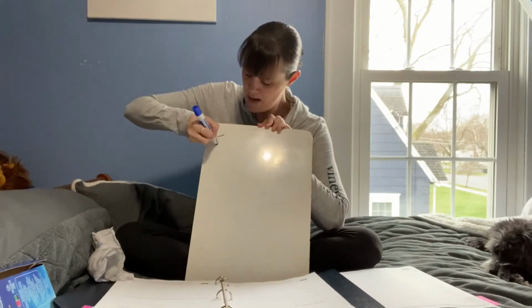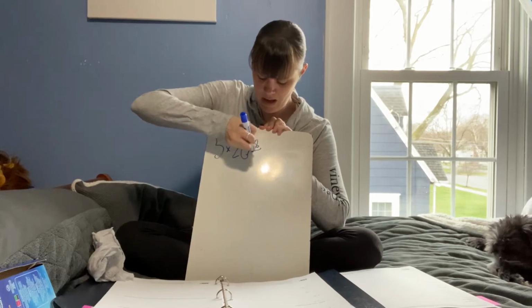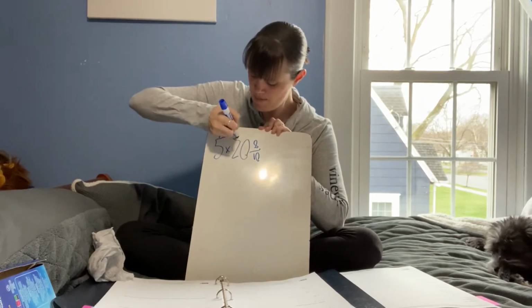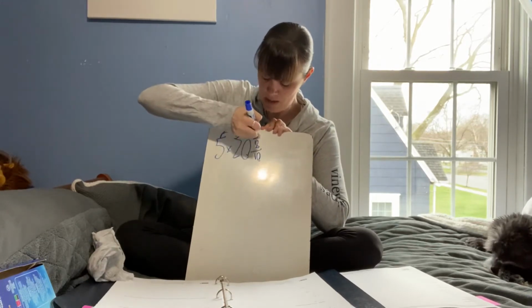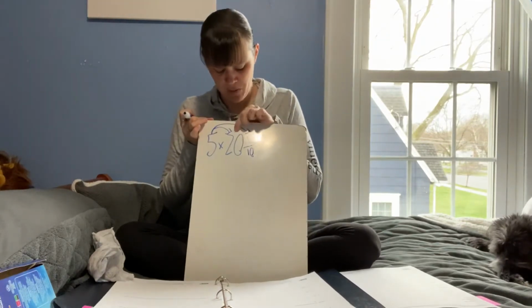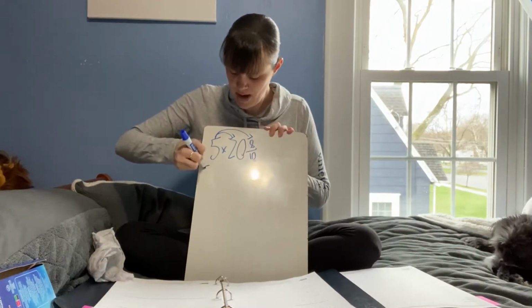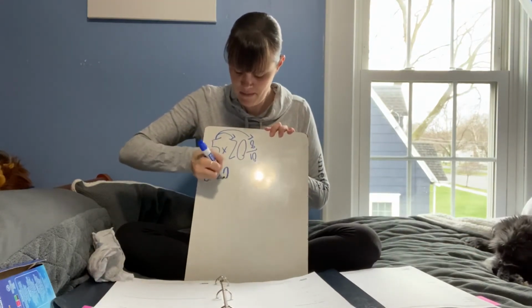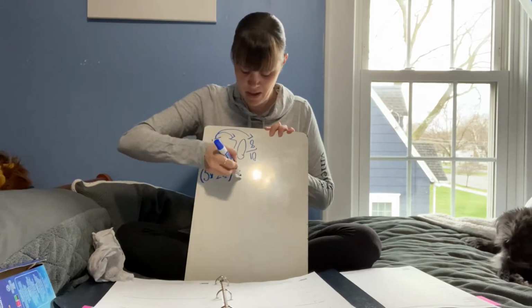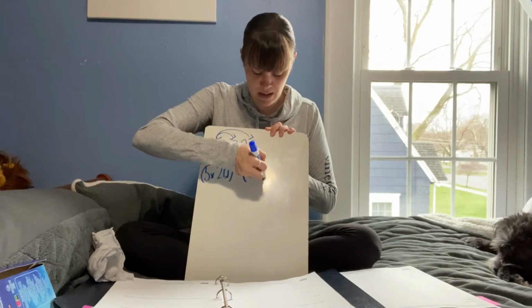D is 5 times 20 and 8 tenths. So we're going to distribute that 5 to the 20 and to the 8 tenths. This is saying there's 5 20s and there's 5 8 tenths. So 5 times 20 plus 5 times 8 tenths.